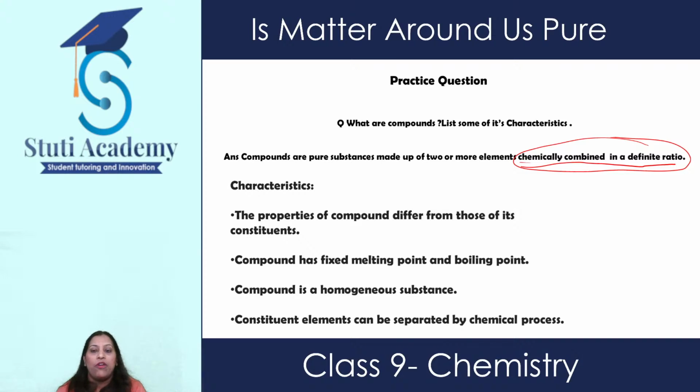And list some of its characteristics which I have just discussed with you. Like properties of compound differ from those of its constituents. Whatever elements are involved in its making, their property and the compound property are entirely different from each other. And compounds have fixed melting and boiling point. Compound is a homogeneous mixture and they can be separated by chemical processes. So these are the characteristics of compounds.